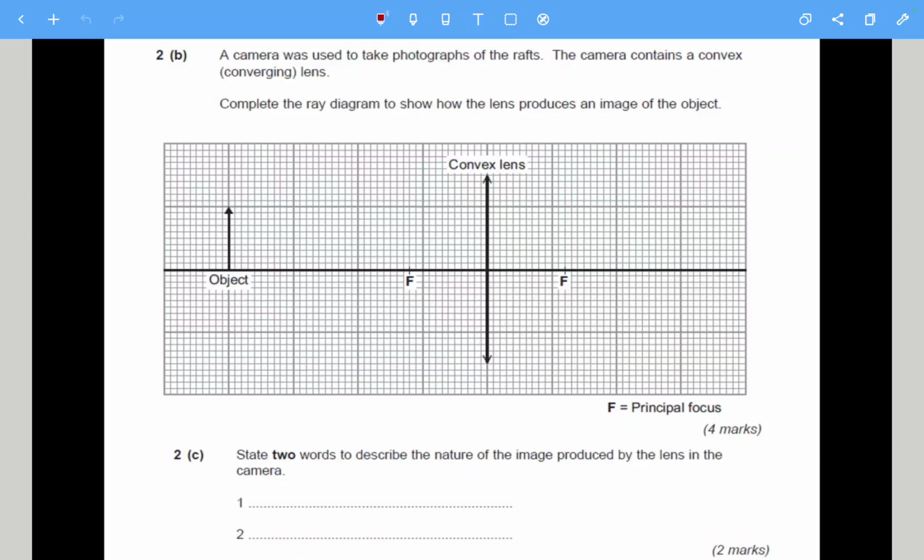Let's move on. So this is a camera. If you remember what I talked about in the previous lesson, I said that you need to know the type of image that's produced by a camera anyway, and we do that using RID.